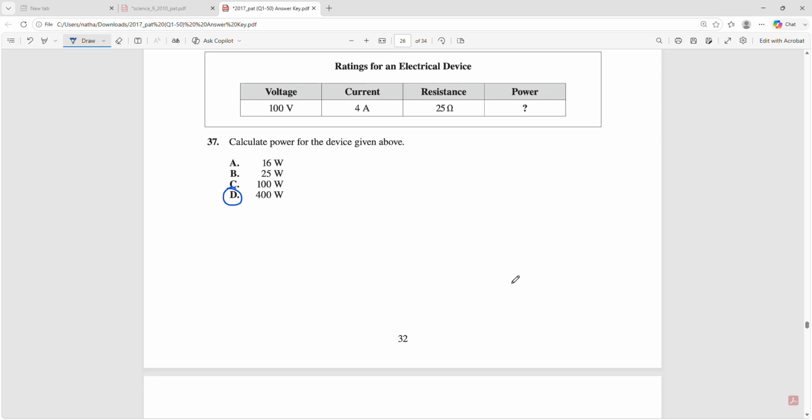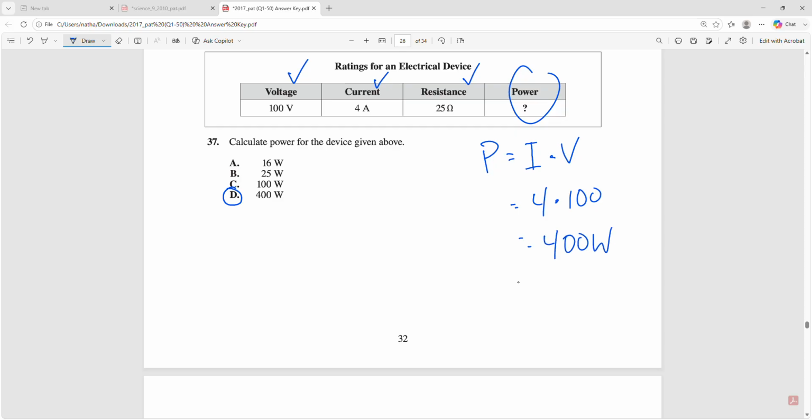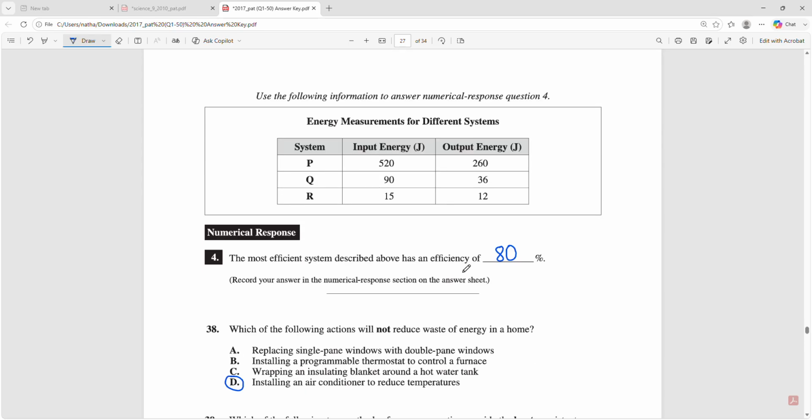Ratings for an electrical device says that the voltage is 100, current is 4 amps, resistance is 25 ohms. What's the power? So our power formula is current times voltage. And we just simply multiply 4 amps times 100 volts gives us 400 watts of power. Okay, so that's D.